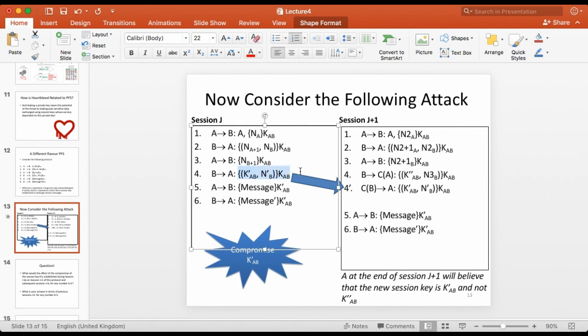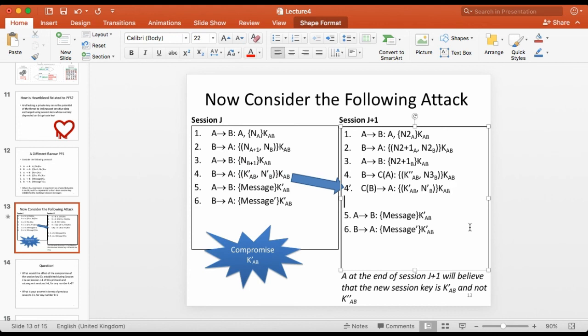Okay, so what Carol has done here is that she's replaced the fourth message, which is part of the legitimate run of the second session J plus 1, with the older message that was created in the previous session. Now, you might wonder, so what?